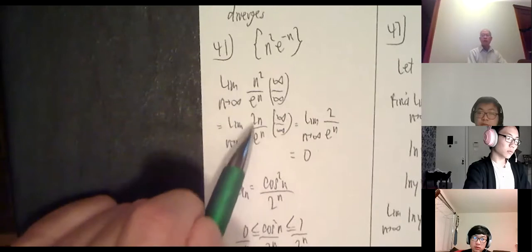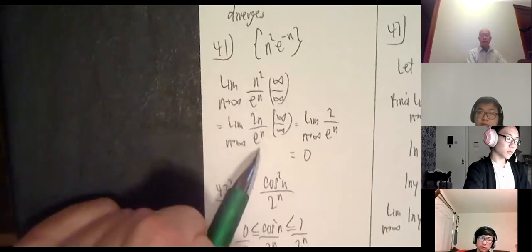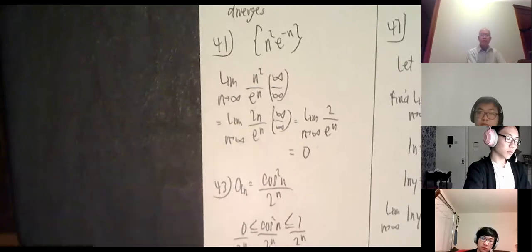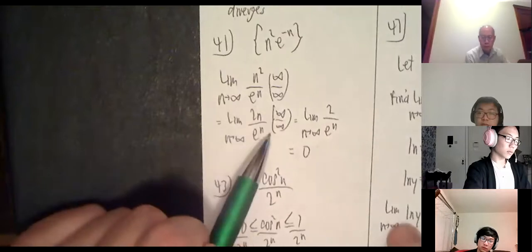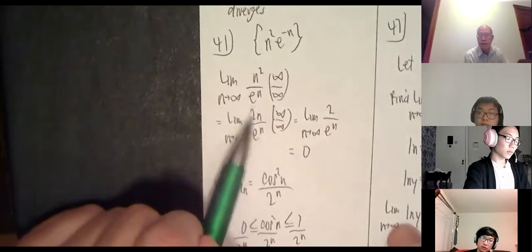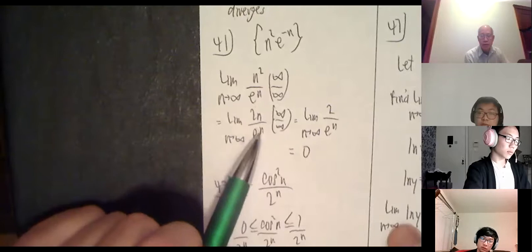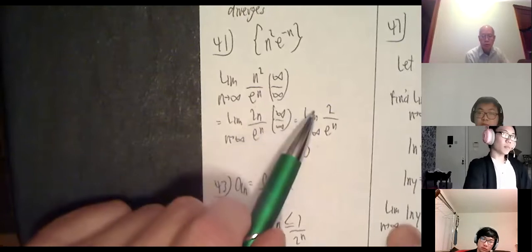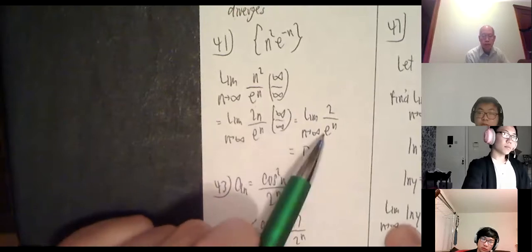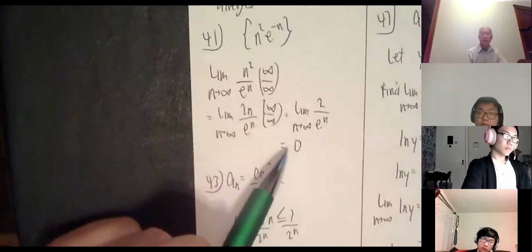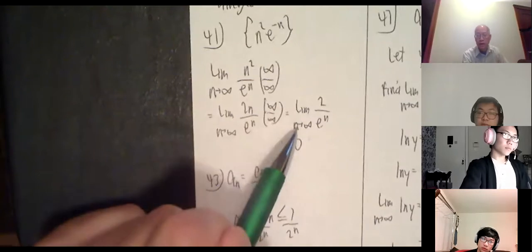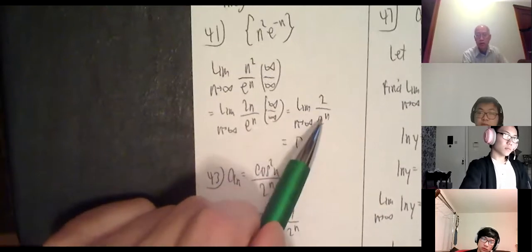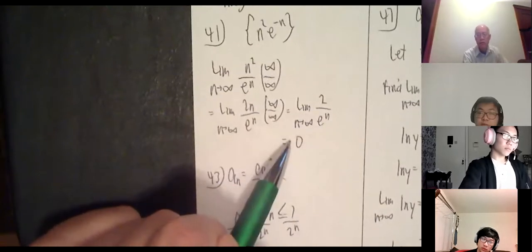So derivative of the top 2n, derivative of e to the n is still e to the n. This is still infinity over infinity. When n gets big, that's big, that's big. Do it one more time. Derivative of the top is 2. Derivative of the bottom is e to the n. And now you can tell that this limit is 0. When n gets super big, 2 divided by super big is practically nothing.